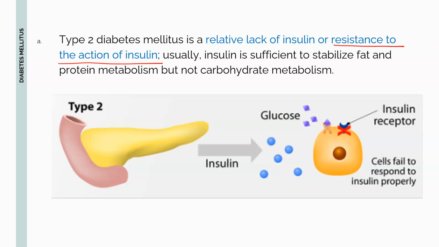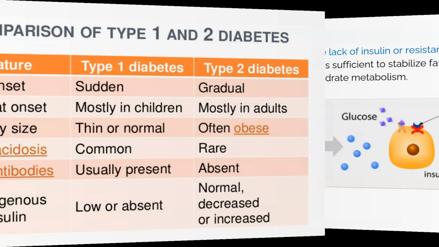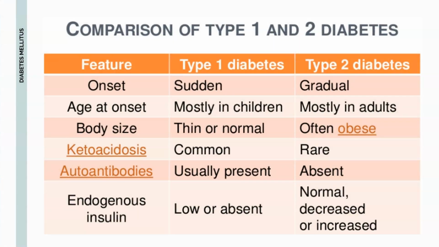Pero kapag magkakaroon ka na ng complication, ibang usapan na yan. Okay? And we will be going to that later. We will delve into that later. Okay? So, ayan. Comparison of your type 1 and type 2 diabetes. The onset is kung kailan siya nangyayari. Or when you experience these manifestations, how does it happen?